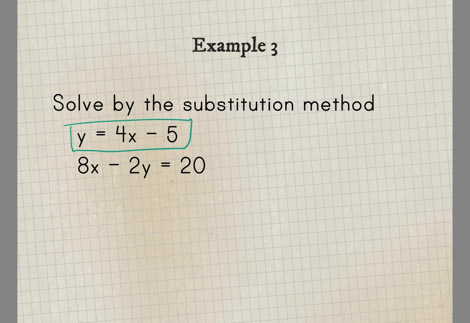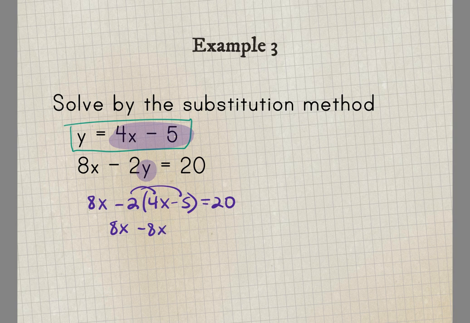So I'm going to take what y equals and plug it into the place of the y. So 8x minus 2 times (4x minus 5) equals 20. Distribute the 2. This time it's a negative 2, so make sure we carry that negative with it. Negative 8x plus 10 equals 20. And the positive 8x and negative 8x cancel out, and I'm left with 10 equals 20. 10 does not equal 20, so this is a false statement, and this would be no solution.